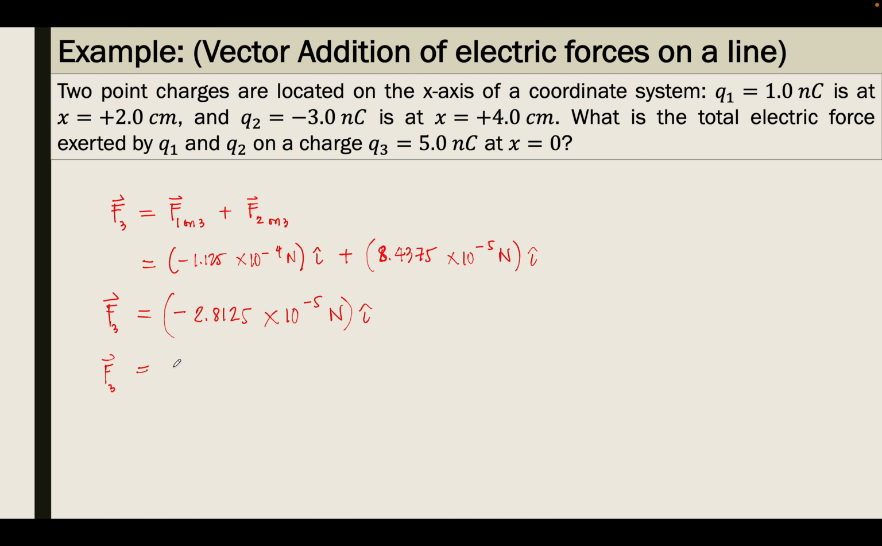or we can just round it off to 2 decimal places. We have negative 2.81 times 10 to the power of negative 5 newtons I hat. So this is now the total electric force that Q1 and Q2 exert on this third charge Q3, which is again equal to 2.81 times 10 to the power of negative 5 newtons along the negative x-axis. So that is our answer for the second example.